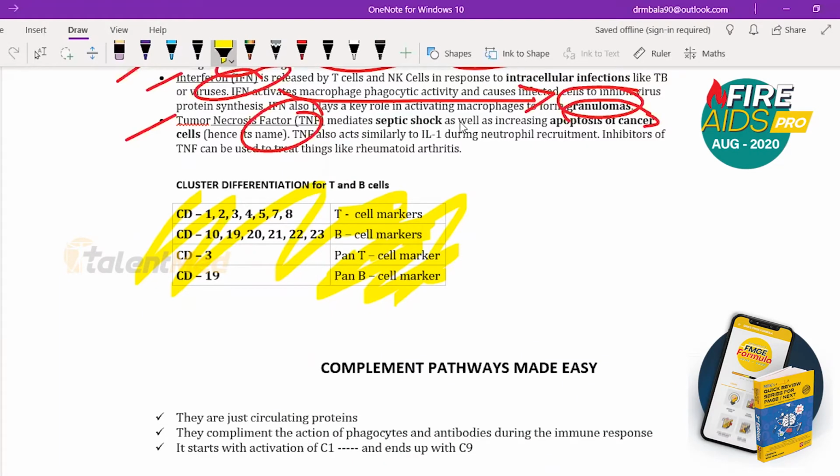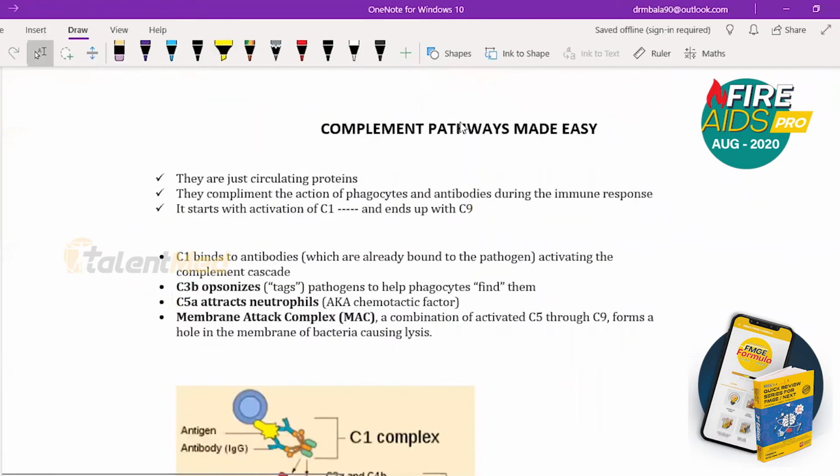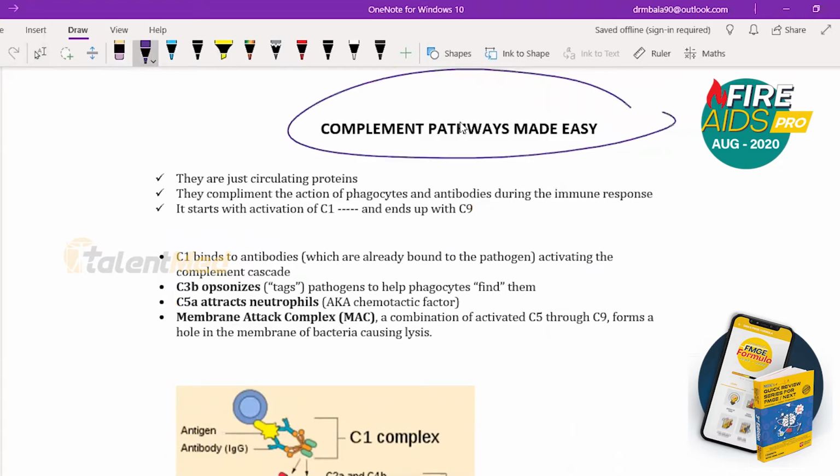Okay. Now going to the next one. So, complement pathways made easy. A lot of students struggle with the complement pathway. So you need to know what the complement pathway is. They are circulating proteins.